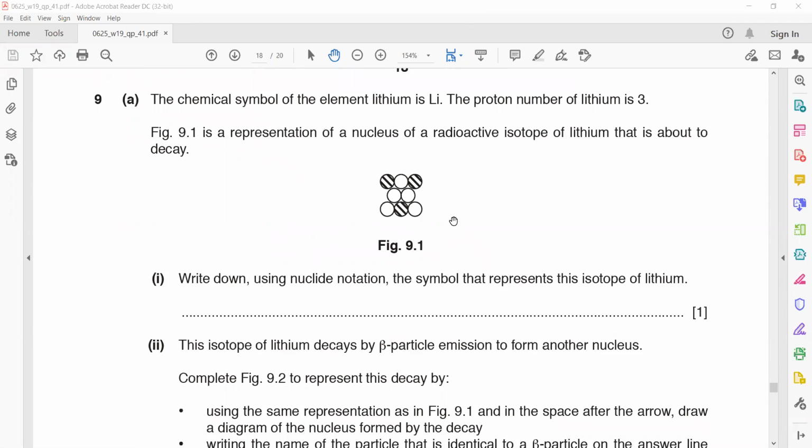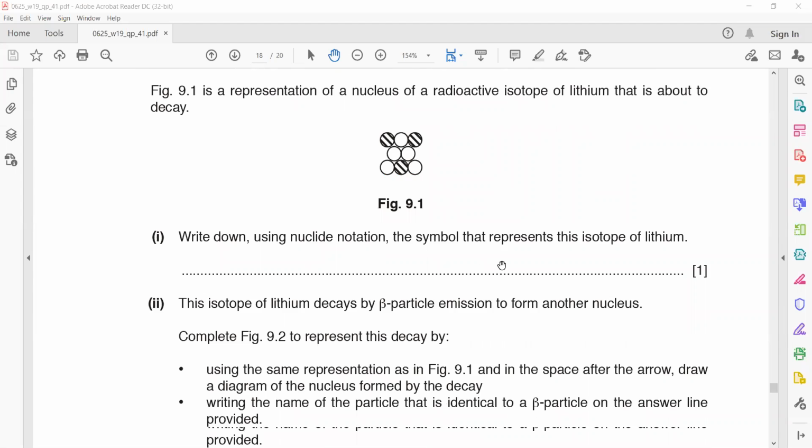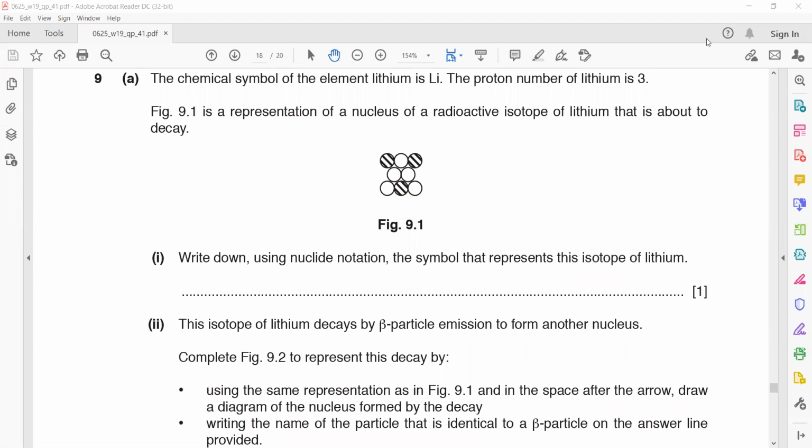Then this is the last question. The chemical symbol of the element lithium is Li, and the proton number of lithium is 3. Figure 9.1 is a representation of the nucleus of a radioactive isotope of lithium that is about to decay. Write down, using nuclide notation, the symbol that represents this isotope of lithium. You can use a screen annotation to write the answer for this part, for the lithium nuclide notation. You can use any space on the screen to complete this.